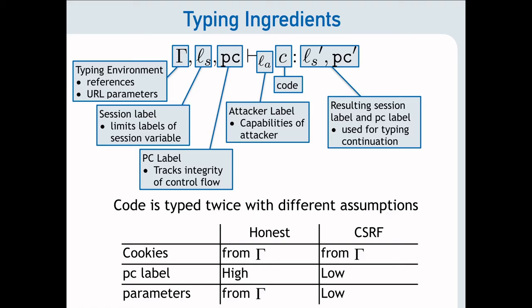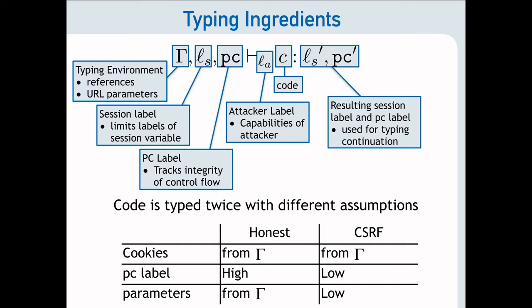In both cases, the types of the cookies come from the environment gamma. This is because in both cases, the cookies are sent from the honest browser's cookie storage. For the PC label, we have a high integrity control flow in the honest case because it's an intended control flow. And in the CSRF case, we have a low integrity control flow because it's not intended. And for the URL parameters, in the honest case, we give the parameters types according to the environment gamma, while in the CSRF case, the parameters have low integrity and low confidentiality since they have been selected by the attacker.